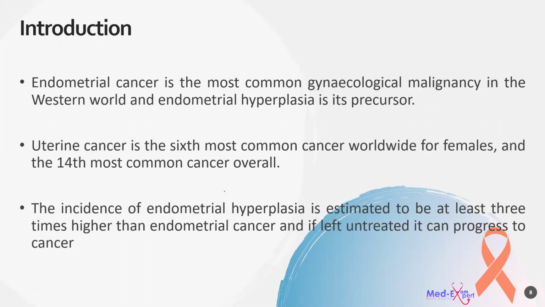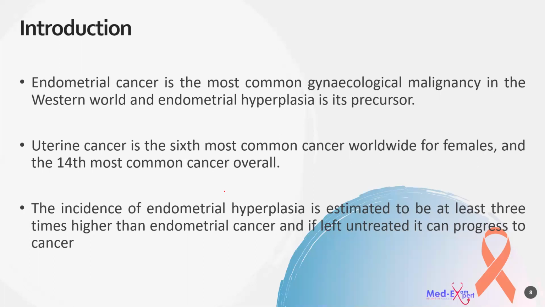Why do we have to focus on endometrial hyperplasia, or why should we care about this problem? Because of course it's the main precursor of endometrial cancer, which is the most common gynecological malignancy, and it's the 6th most common cancer for females and the 14th most common cancer overall. But for the gynecological malignancies, it's the most common.